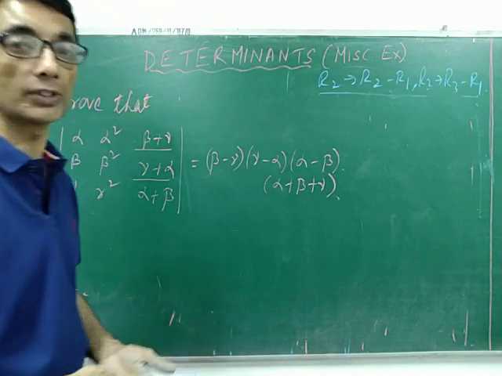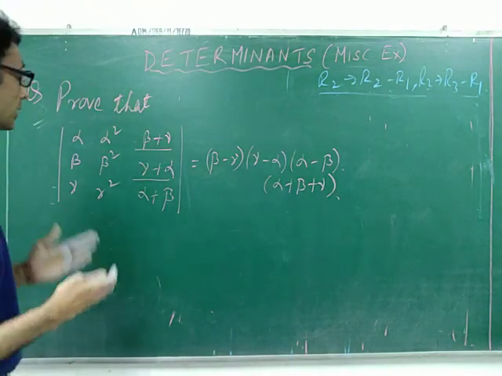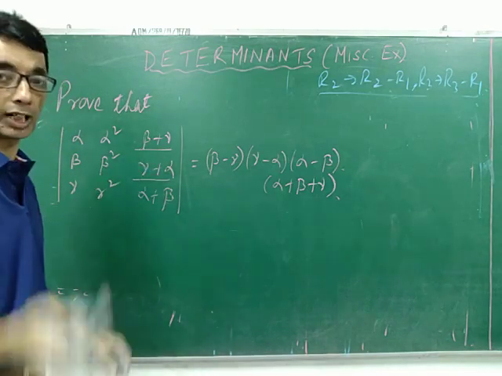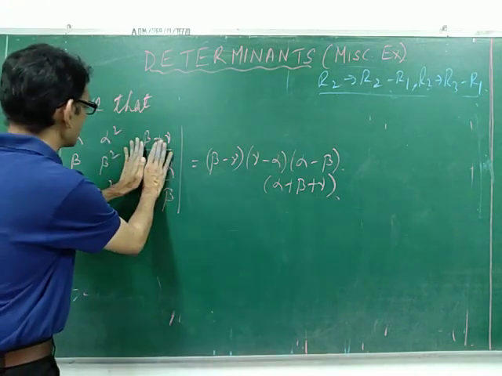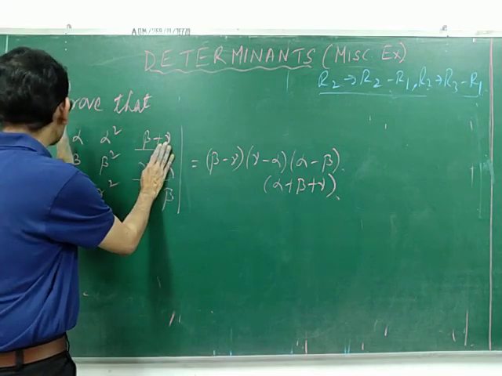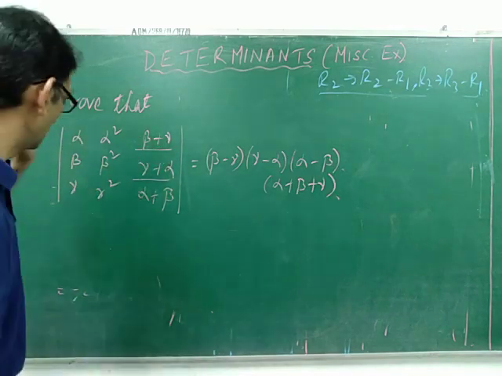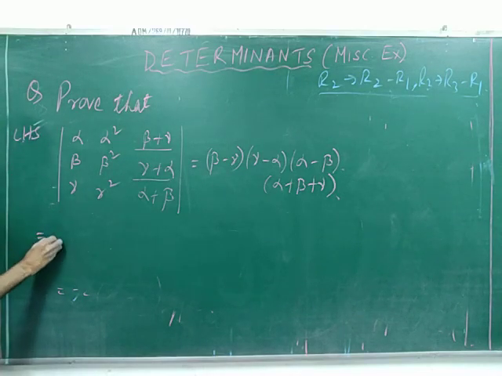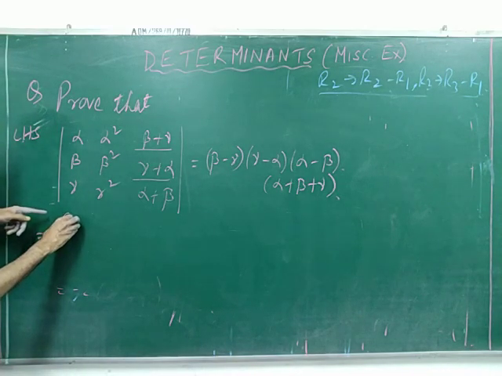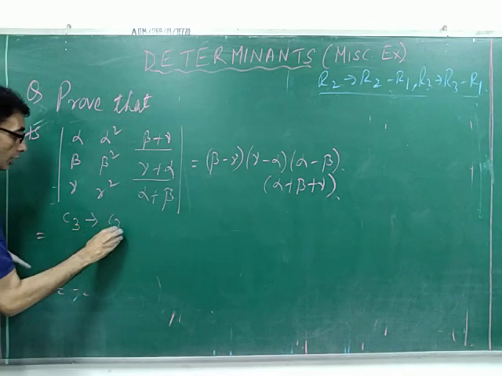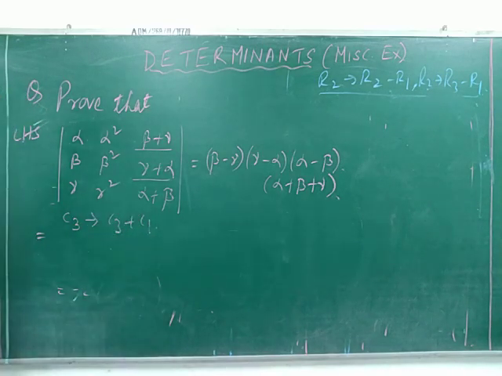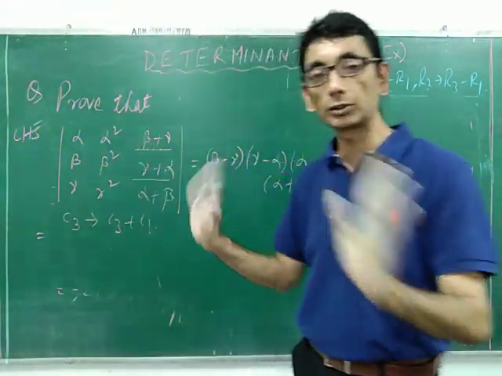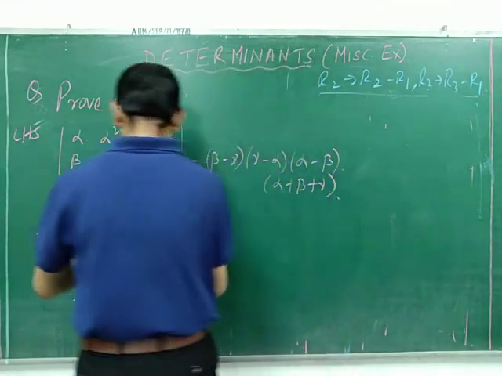So what we are going to do is make this column alpha plus beta plus gamma. How can you do that? To make this column alpha plus beta plus gamma, you utilize column 1. So this is the left hand side, and we are going to use the property C3 changes to C3 plus C1. Remember, we need only add C1. We don't need to add C2.